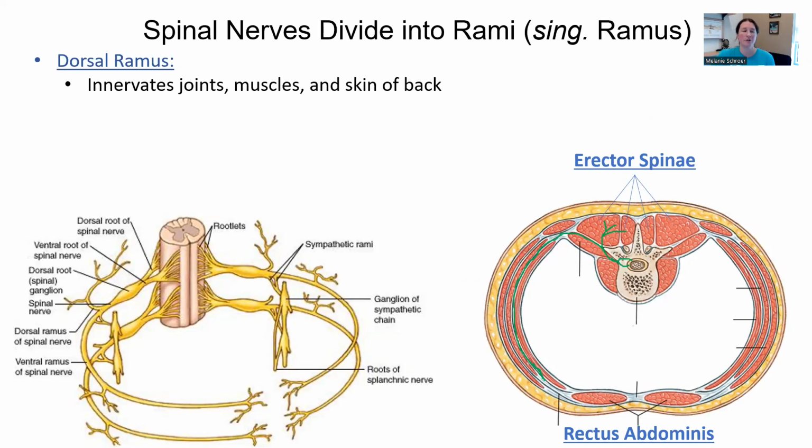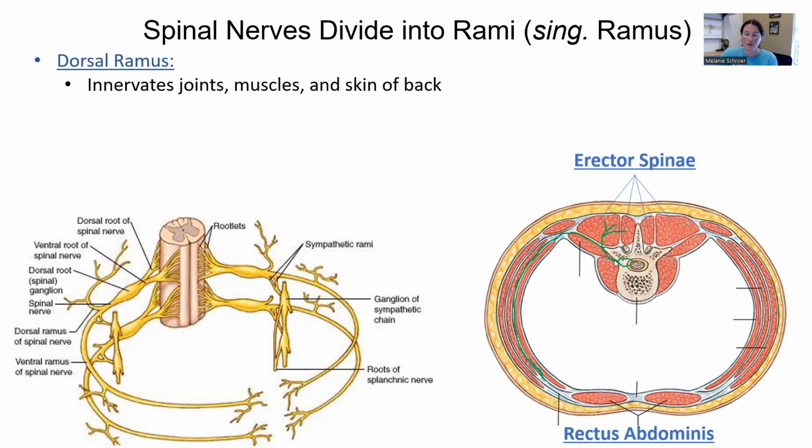One final set of structures for you guys. The spinal nerves split, they bifurcate, so that the anterior structures and the posterior structures can all be innervated. Here we can see the spinal cord within the spine. We've seen this image before. Here's the erector spinae, here's the rectus abdominis, and external and internal oblique and transversus abdominis.